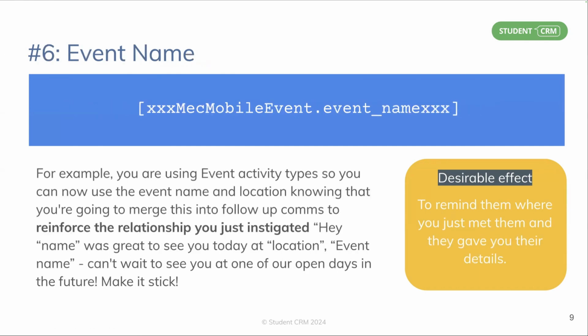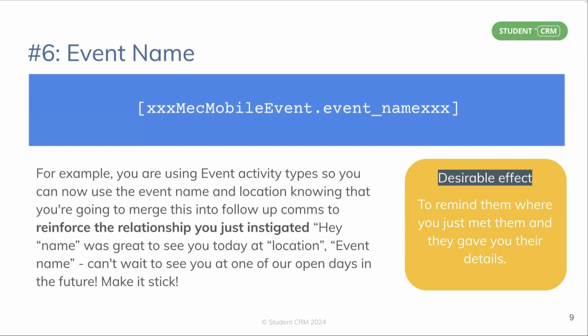Number 6, the event name. Your students attend events and you know which event they're at. So for example, you're using MEC on the iPad. So you would go to a school or a particular event and they would capture the information. Because you've already tied that event across to a school, for example, if you're using that with Contact Manager, you can then send out comms back to the students that say, thank you very much for seeing us today at X.